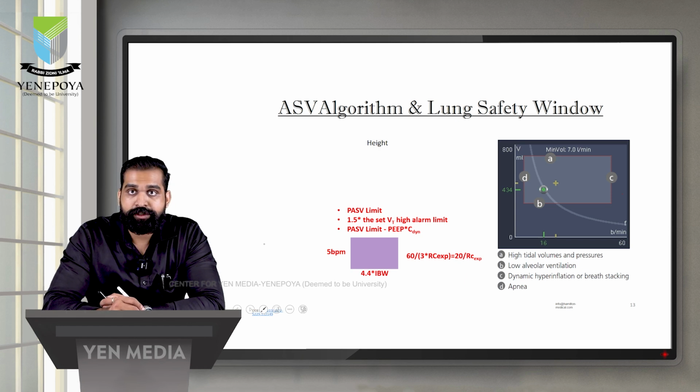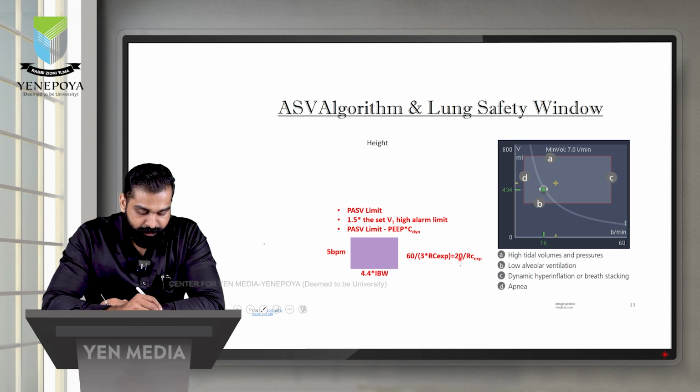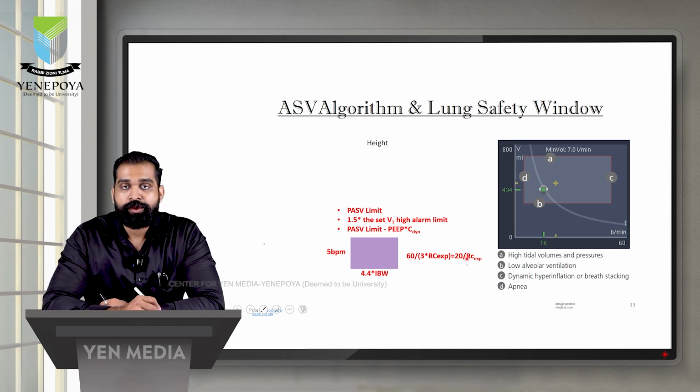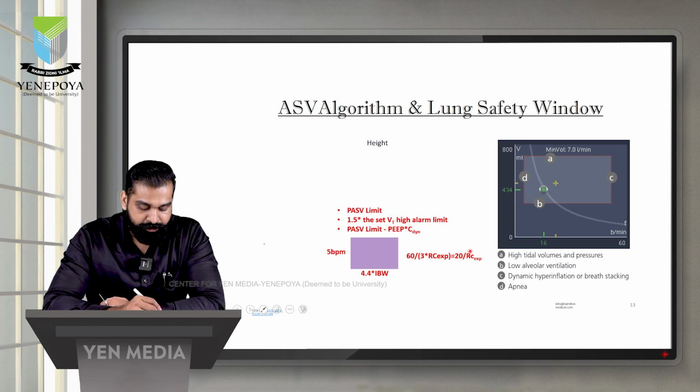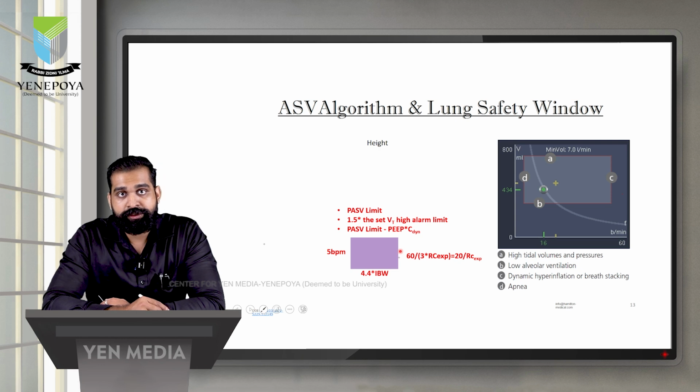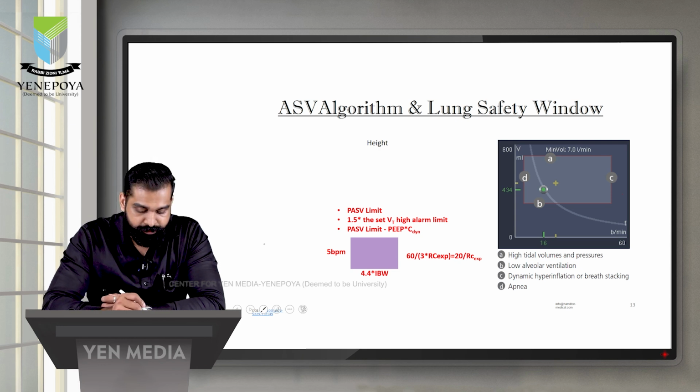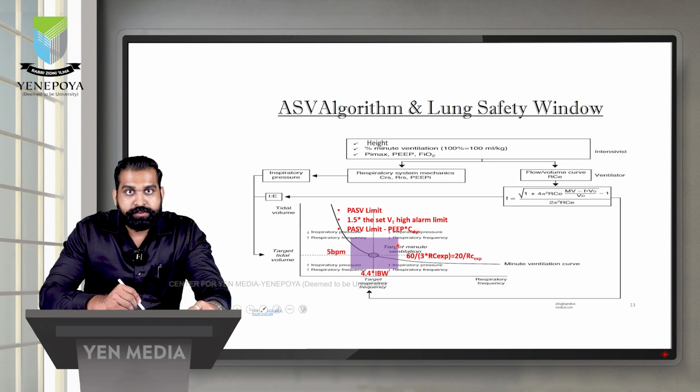So 1-time constant for inspiration and 2-time constant for expiration multiplied by the expiratory time constant, which gives you 20 divided by expiratory time constant, will make sure that the patient's respiratory frequency, which is the high respiratory frequency that is set, does not cause dynamic hyperinflation or breath stacking. Now, thus a created lung safety window serves as a safe boundary within which the patient can be safely ventilated.